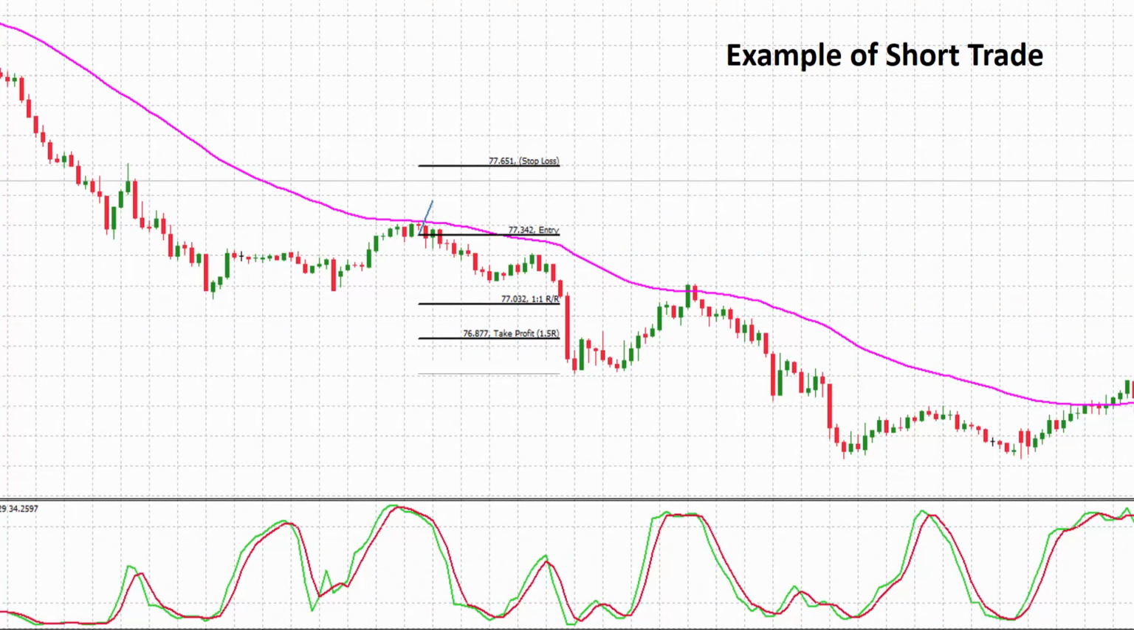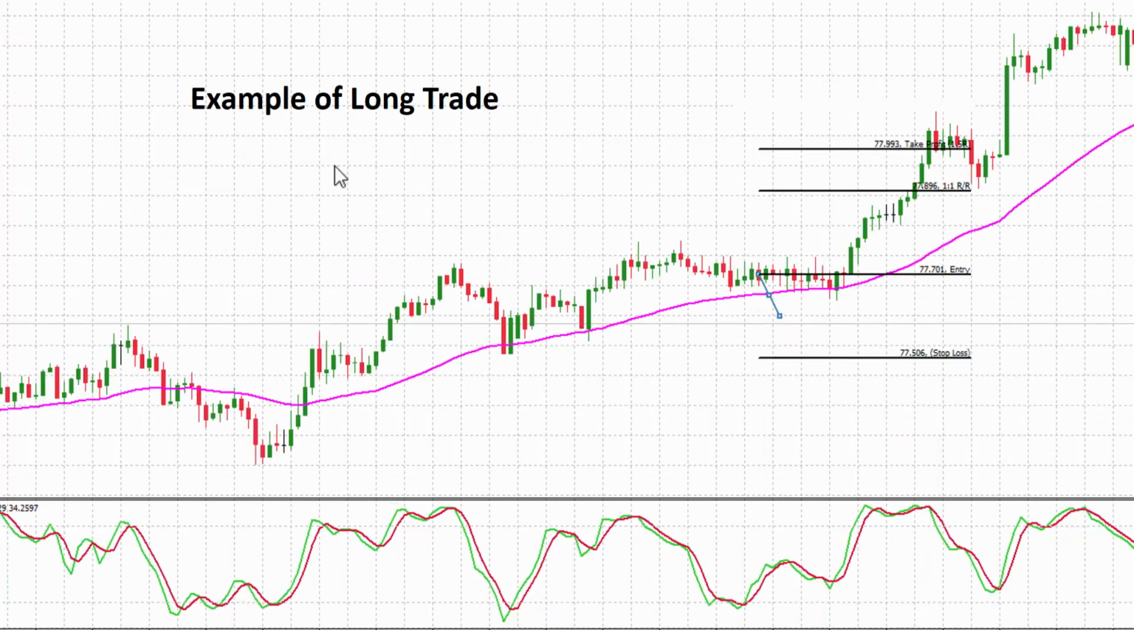So here's an example of a short trade. The price is below the moving average, and if you look closely over here, the stochastic oscillator is in the overbought area and the lines have crossed. So it's below the moving average, lines have crossed, so I'm going to take a sell position. And we take profit here. It's on the 1.5 reward level. I'll show you what I mean by this in a second.